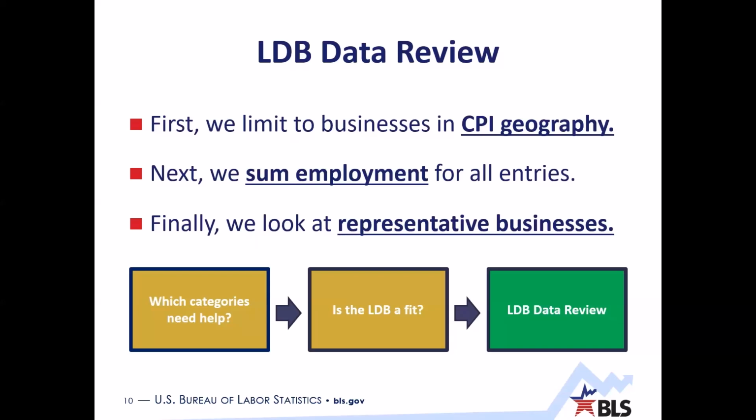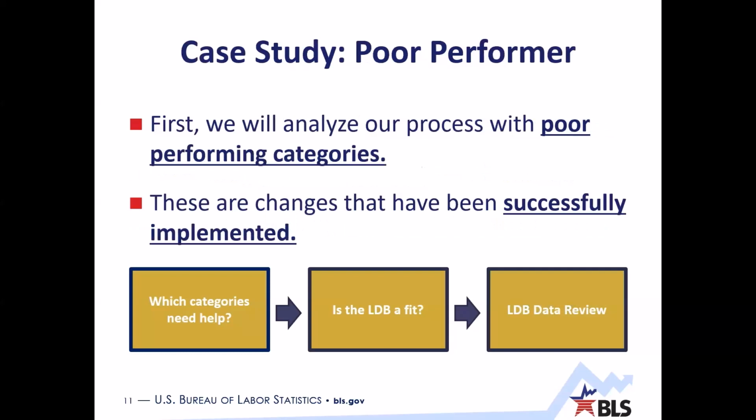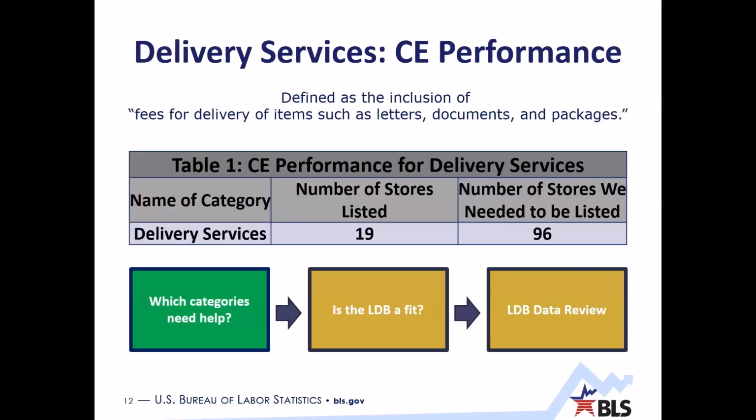We do this since the CPI is a primarily urban-based sample, and we want to make sure we account for that distinction. So now that that's been said, let's take a look at the first of our two case studies. This case study looks at using the LDB as a frame source to assist categories which have a low number of entries for the number of stores that we want.